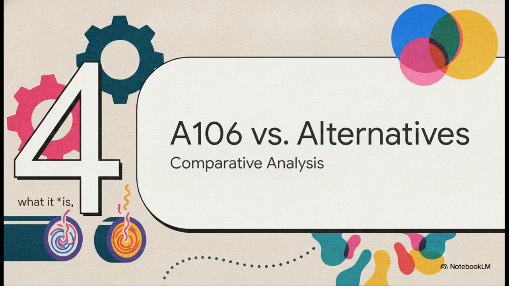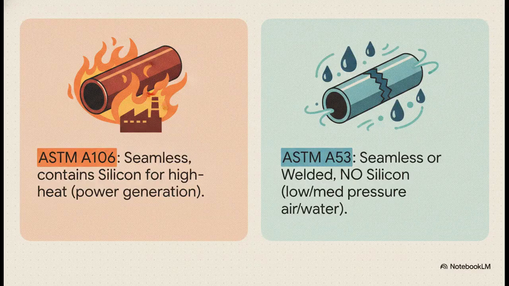Section 4. A106 versus the alternatives. Because knowing what A106 is requires knowing what it isn't. Let's look at its most common cousin, ASTM A53. So the crucial point is that while these two carbon steel pipes might look totally identical sitting next to each other on a rack, they are built for entirely different worlds.